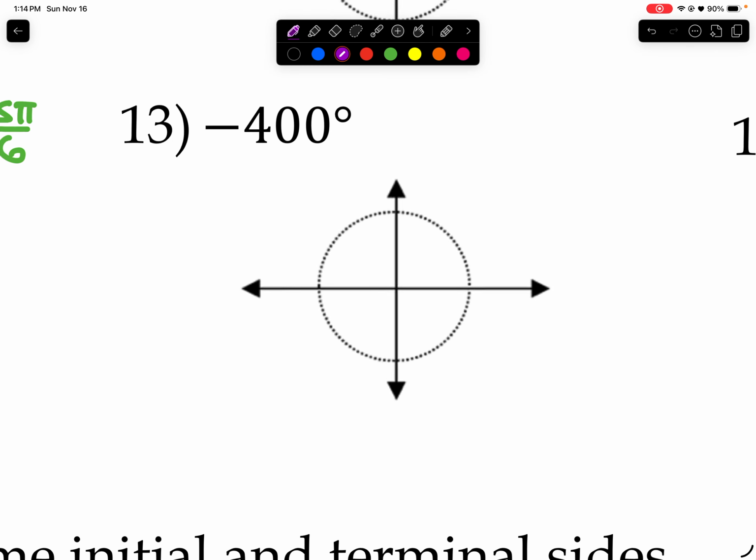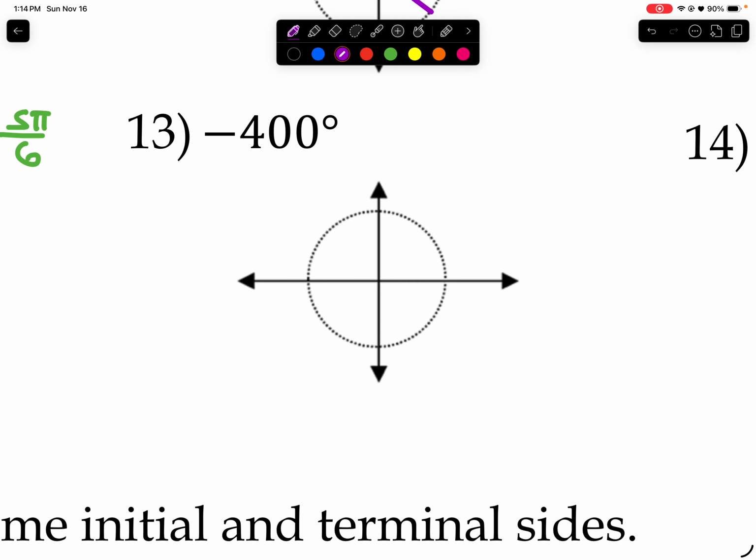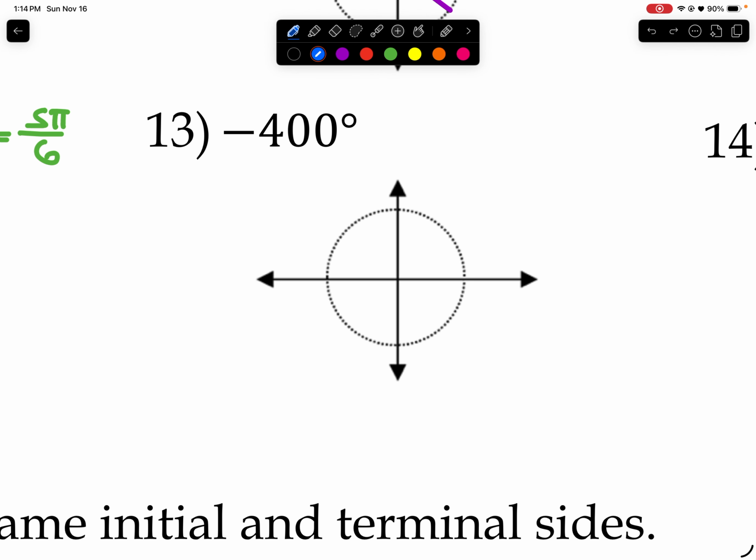Okay, and then over here we have negative 400 degrees. So it's going to be the same idea. We're going one full rotation, but in the clockwise direction. So to counter it, I'm actually going to add one rotation. So negative 400 degrees plus 360 is going to give me negative 40 degrees.